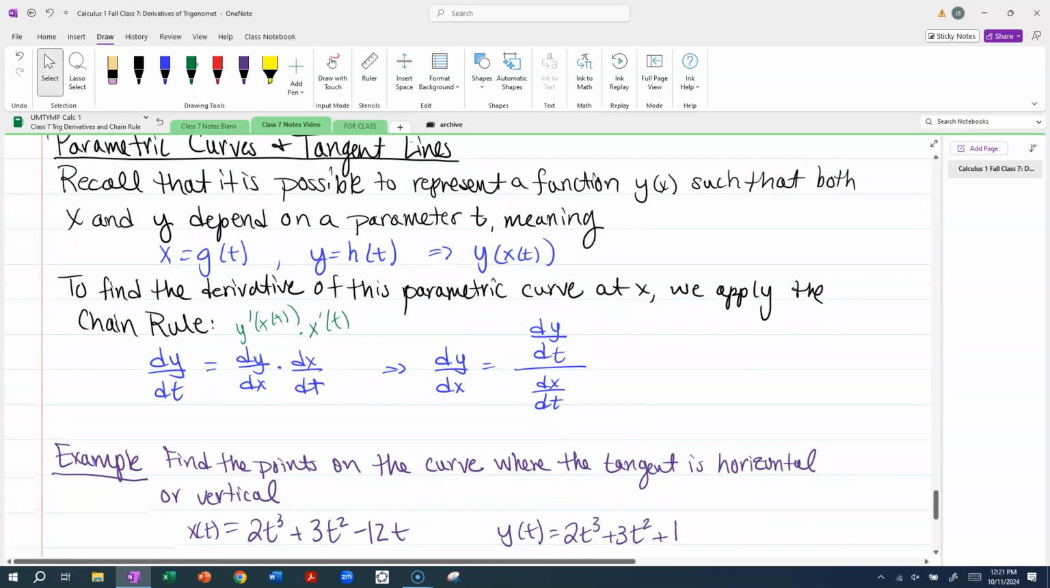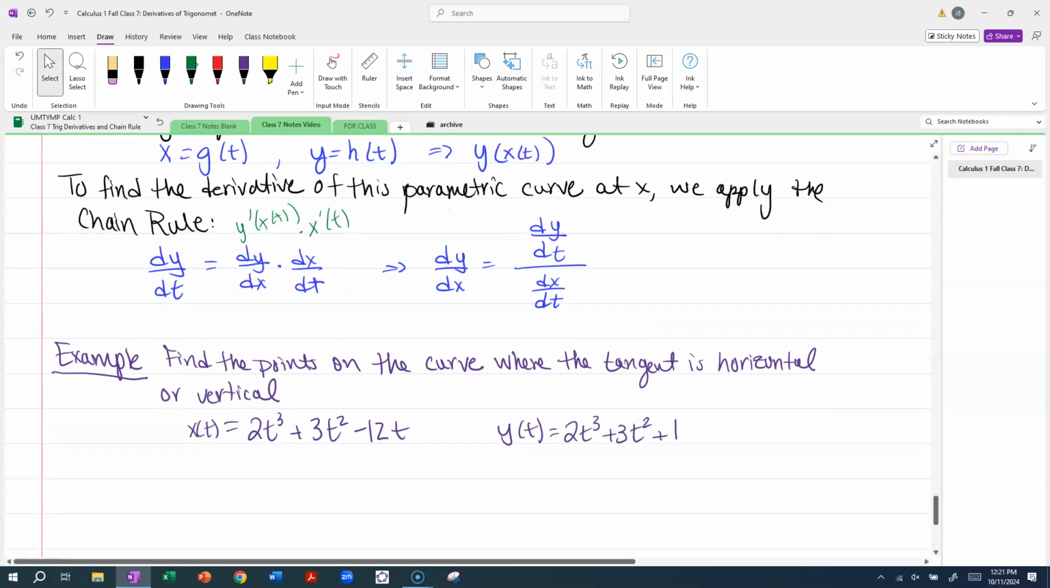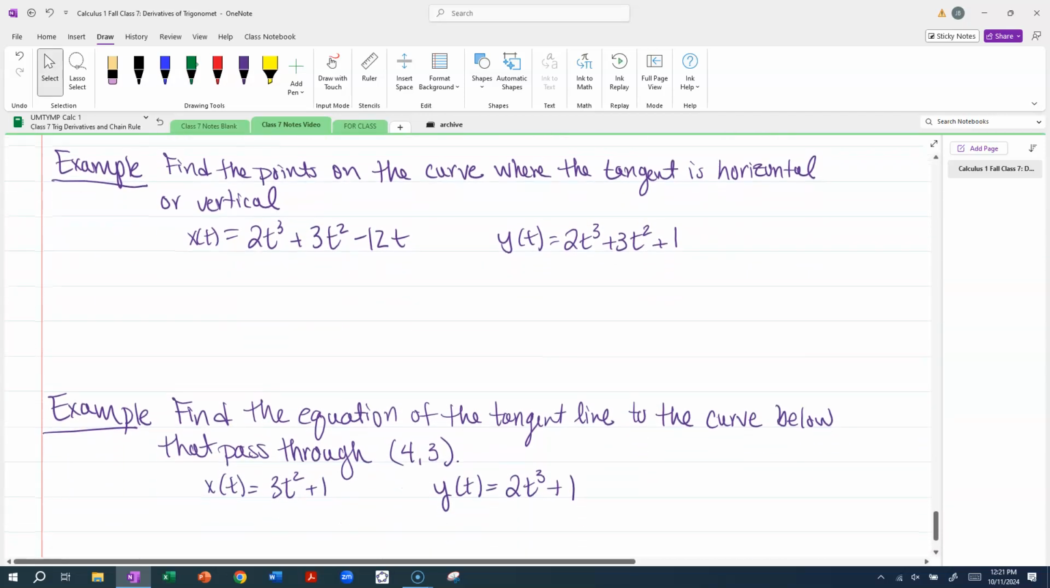So that's the idea. If we have a parametric curve and we want to find dy dx, we might have to find dy dt, the derivative of y with respect to t, first, and divide that by the derivative of x with respect to t. Here we have a couple examples.